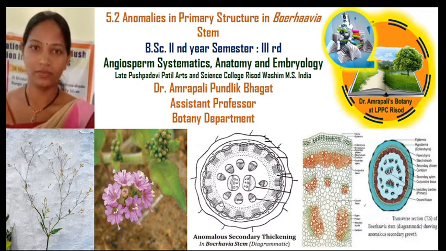This is the diagrammatic representation of the Boerhavia stem, which shows anomalous secondary thickenings. Those thickenings are nothing but secondary growth, and that's why it is called anomalous secondary thickening. Here is the actual transverse section of Boerhavia, showing each and every internal architecture and internal cell arrangement. In this way we are learning about the internal structure of Boerhavia.